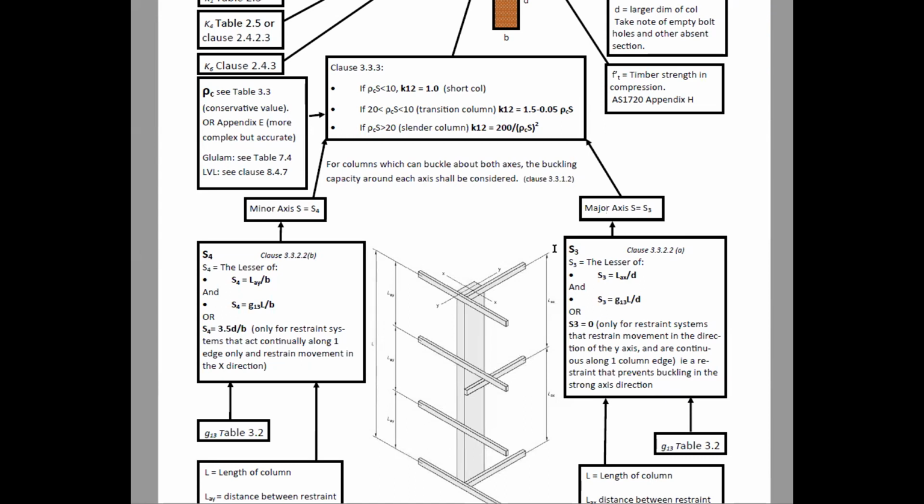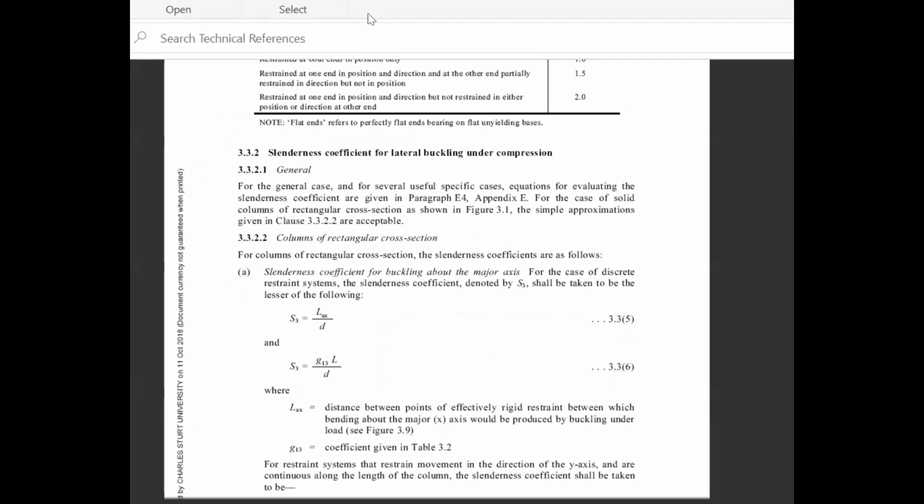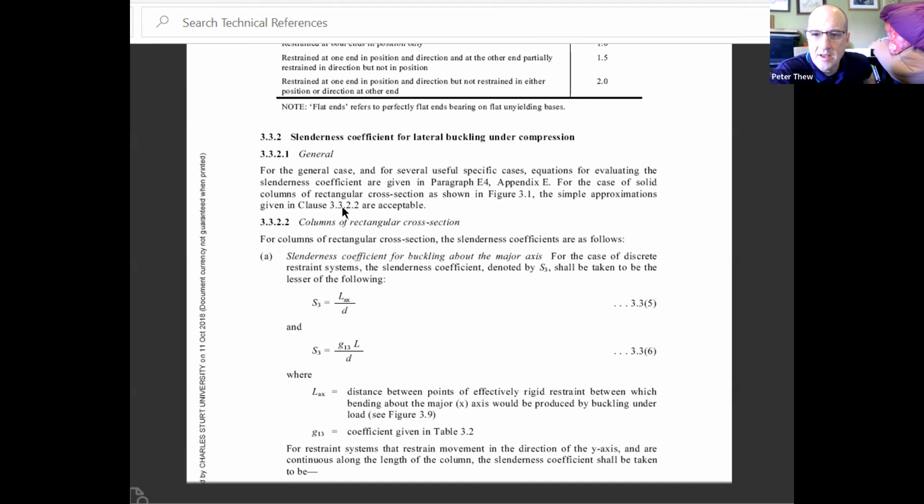And the effective length, that's generally just the distance between the supports, but then you have to times that effective length by the G13 value. Yeah, you do. Let's have a look. Clause 3.3.2.2. Because I remember Bryce was having a bit of strife trying to figure out which G13 value to use for each connection type.